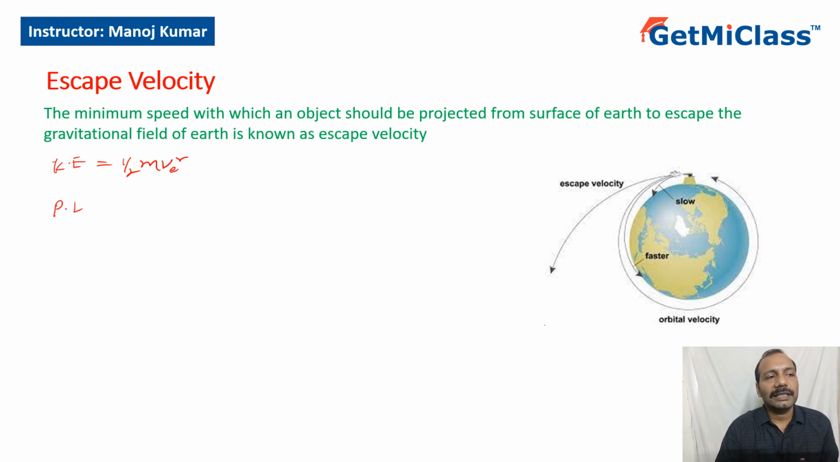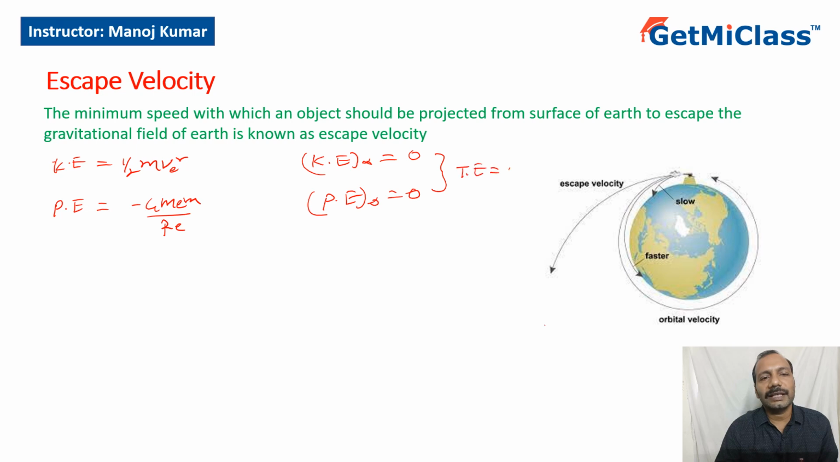And potential energy we all know on the surface of Earth is minus GMm by R, or Re. Now let's say when it just escapes the gravitational field of Earth, I'll say it is at infinity because there is no effective field. Now because it is just escaping, its velocity is 0. And what is potential energy? When it just escapes, there is no more gravitational force coming into the picture. So potential energy is also 0. So what is total energy at infinity? I can say total energy at infinity is equal to 0.